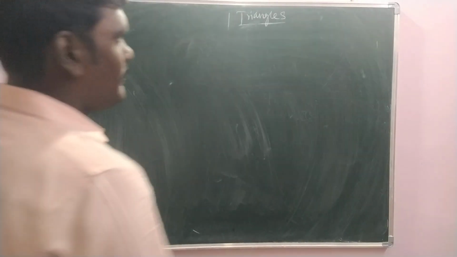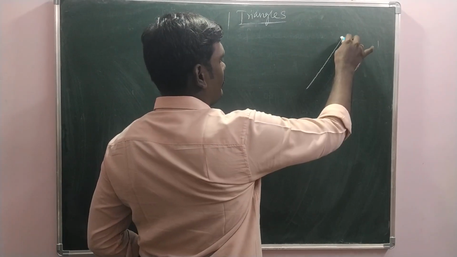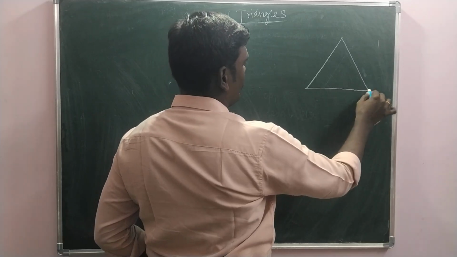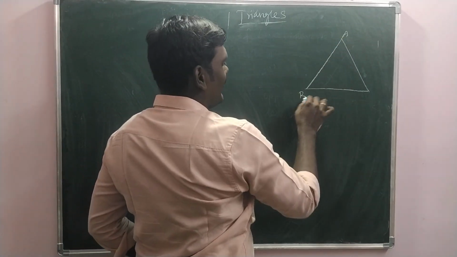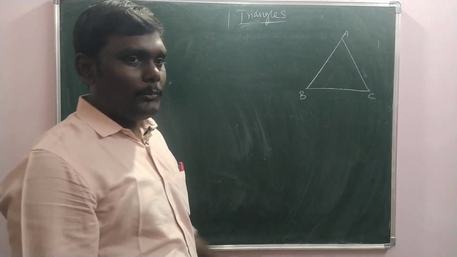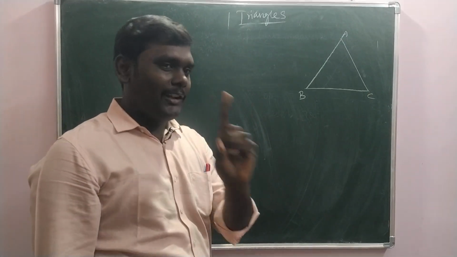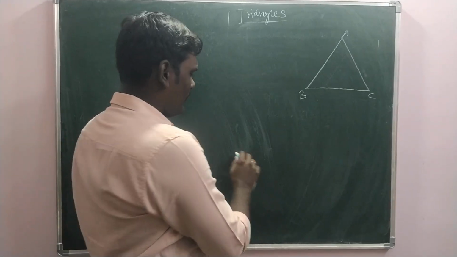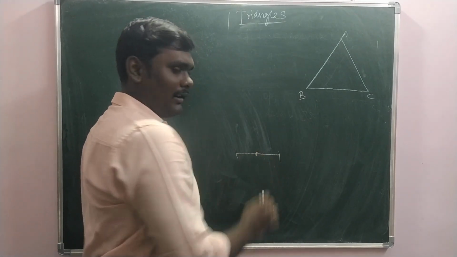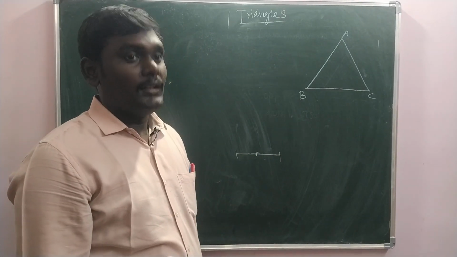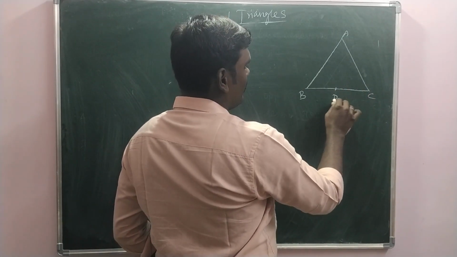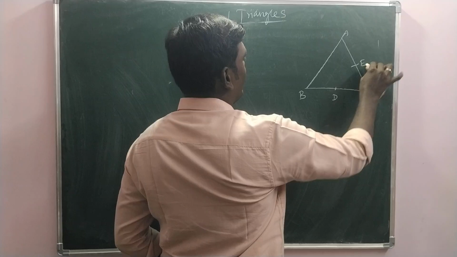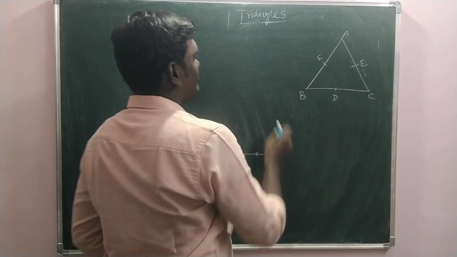We have a triangle ABC. In the triangle ABC, we have three sides. Most likely all the sides will have a midpoint. If you put a line, it will have a middle point, right? All the sides will have midpoints. So here D, E, F.